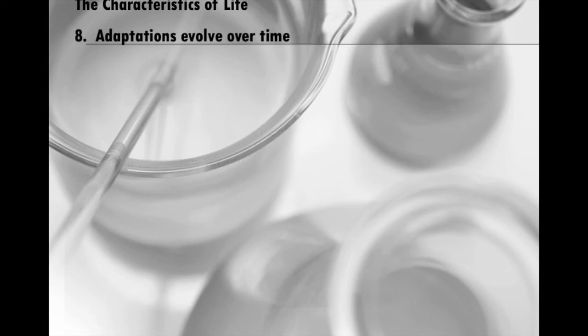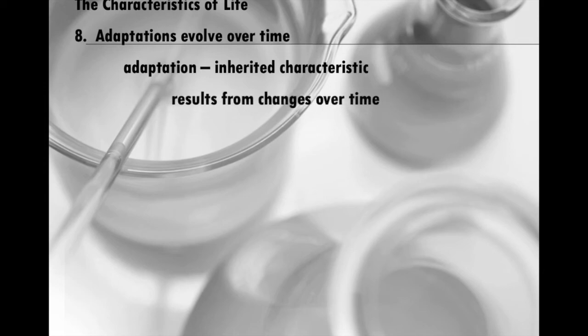The last characteristic of life is adaptations evolve over time. An adaptation is an inherited characteristic. You don't get adaptations during your lifetime. You have to inherit them from your parental units. So these can change over time. The environment influences which of these are able to continue on in the species, and some of them don't continue on.